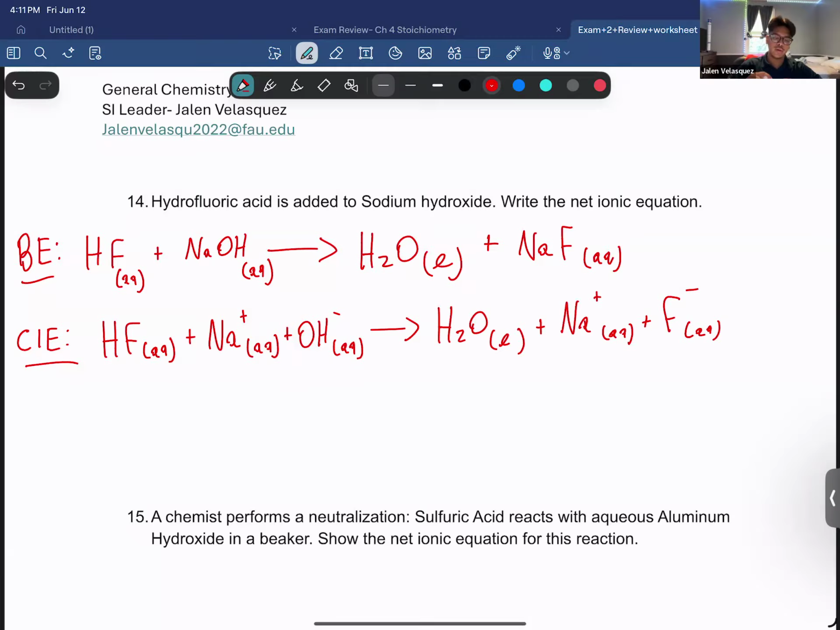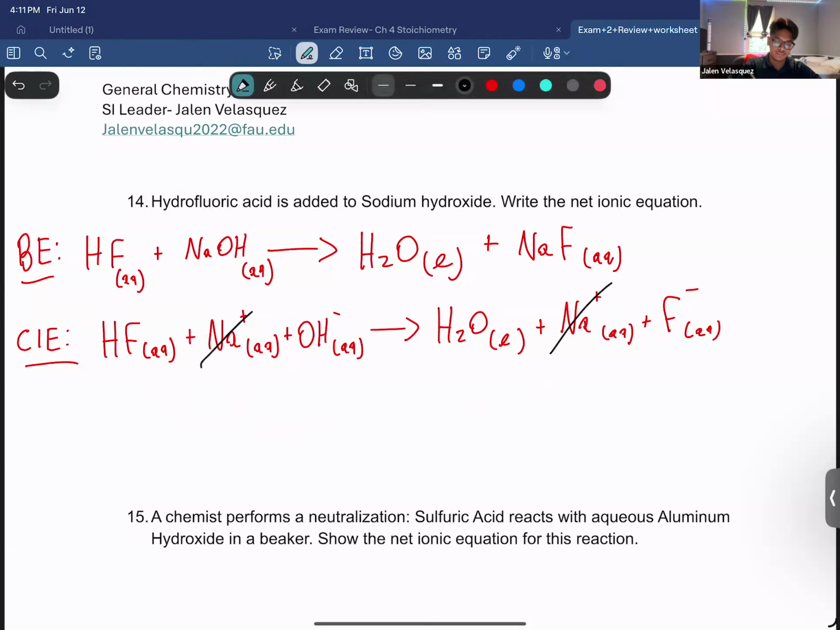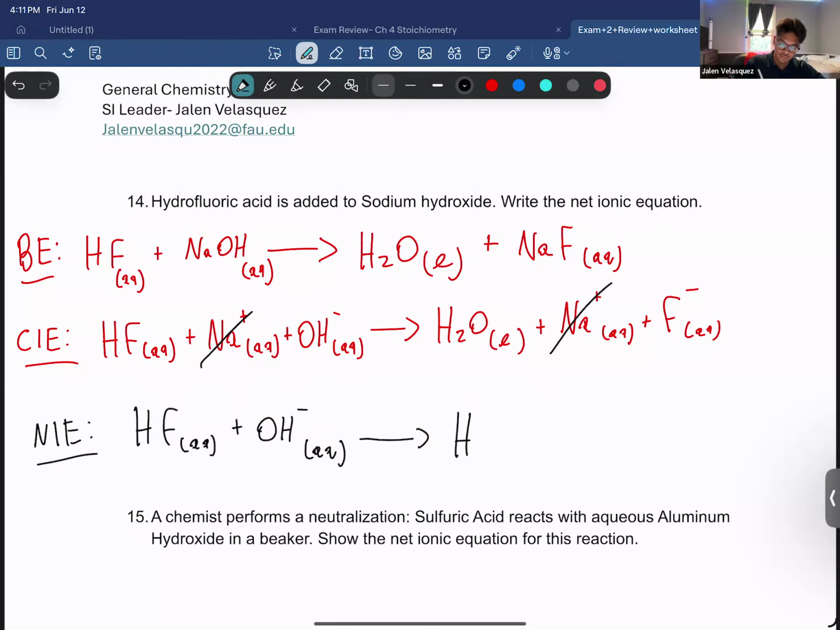Okay, from here we can cancel our spectator ions. So here we only have one spectator ion, which is sodium, right? Because here we have F minus, but we do not have F minus on this side. So those cannot cancel out. So finally, for the net ionic equation, we have HF plus hydroxide, and it yields liquid water and fluoride ion.